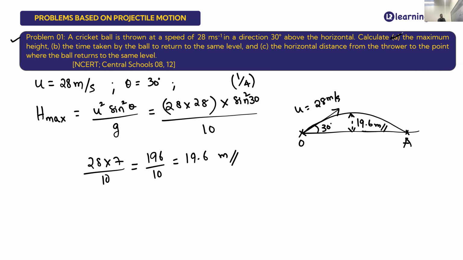Calculate the maximum height. The second question is calculate the time taken by the ball to return to the same level. What do they mean by same level? To the same horizontal level. So it started at this horizontal level. It needs to come back to the same horizontal level. Then how much is the time it is going to take? The time is called the time of flight. Right. So we have a mathematical equation for time of flight. What is it?